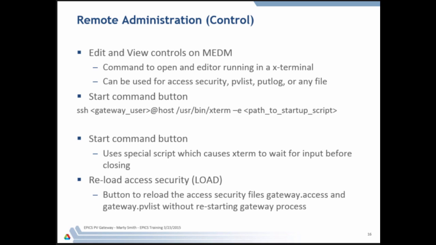because maybe the machine running the PV gateway is one you can only connect to from certain machines. So, for example, for the accelerator, I might have to SSH to a Helios client first on the accelerator, and then SSH into the gateway host. So then I just run this xterm with the -e, and I put the path to my startup script.